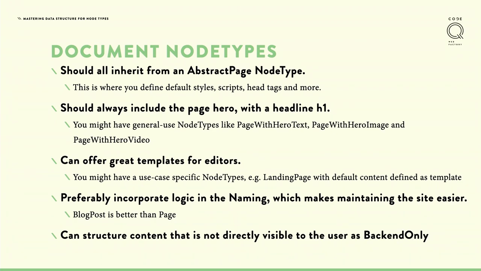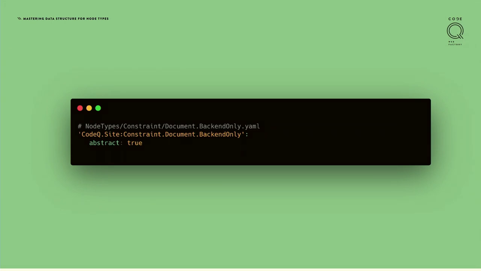Now, the last one is, in some cases, you want to have some content which is created by editors and can be referenced and used in other cases, but you want to have it only in the backend. And part of the Neos skeleton is one mix-in which is called backend only. You basically apply it on a document, and then the editors can see it, and the editors can edit it, but in front it's not visible.